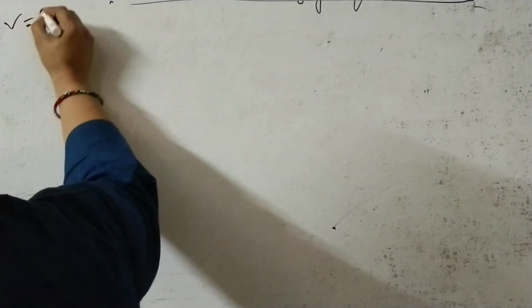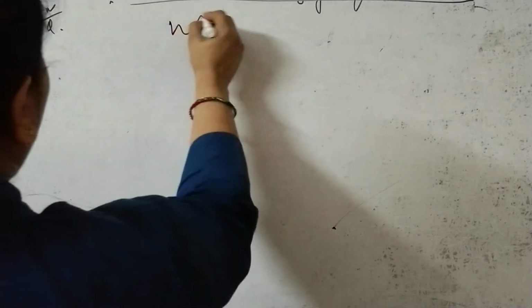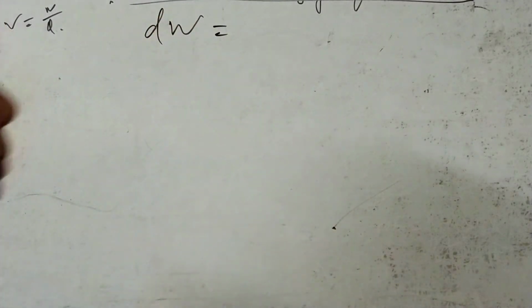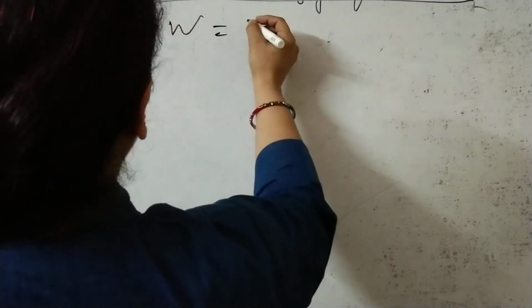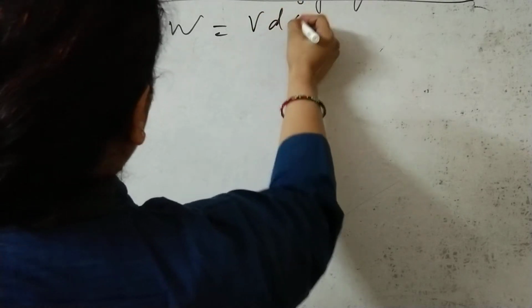Now when you do the work done, what exactly is the formula? Generally, if you remember, we used to do force into displacement, but in electrostatics we have one formula for that. Potential is equal to work done by charge. So if potential equals work done by charge, then work done is equal to potential times charge. This is the small amount of work done: dW is equal to V into dQ.